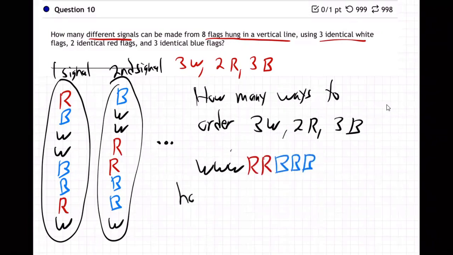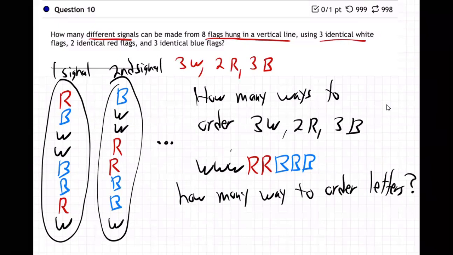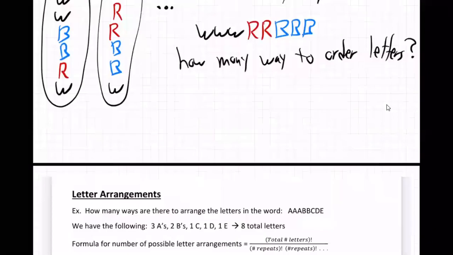How many ways to order the letters, right? Remember those letter problems where we put them in order? That's what this basically is. We're just putting them in order vertically instead of sideways, but that's the same thing. You can just say this is the top and that's the bottom. How many ways to order these is the same as how many ways to arrange the letters in a word. And we had a formula for that.